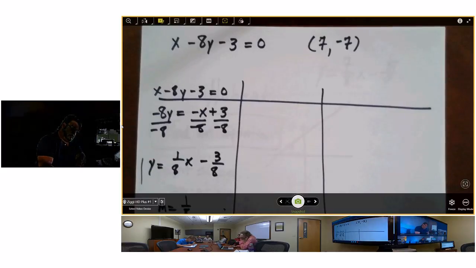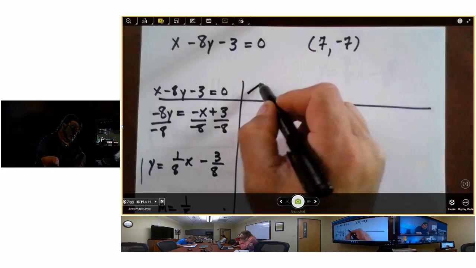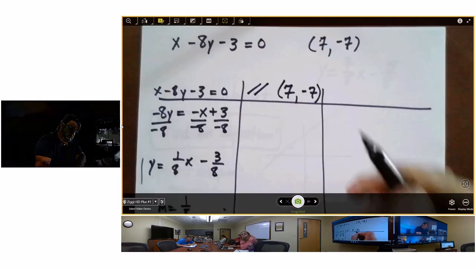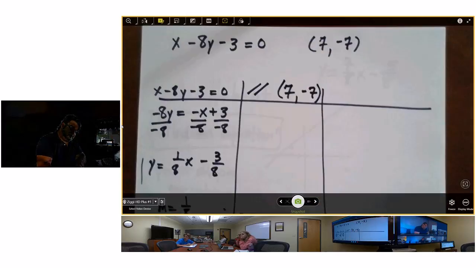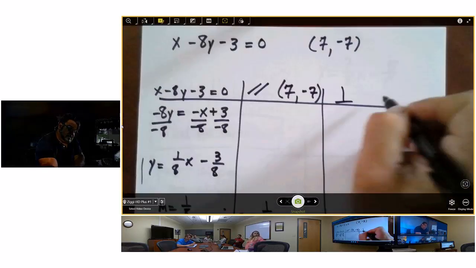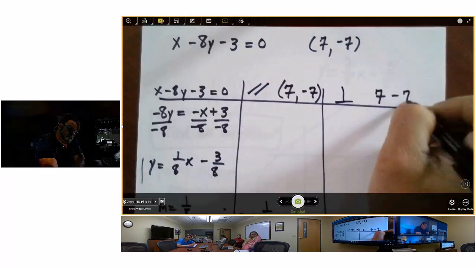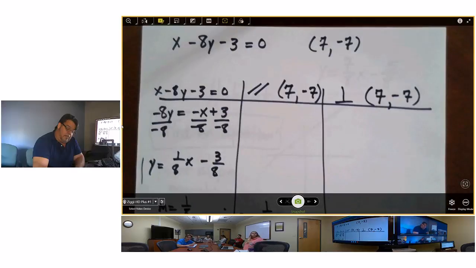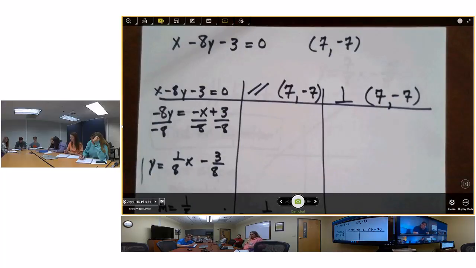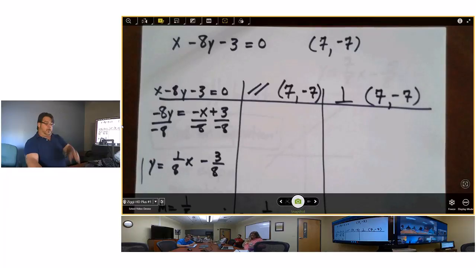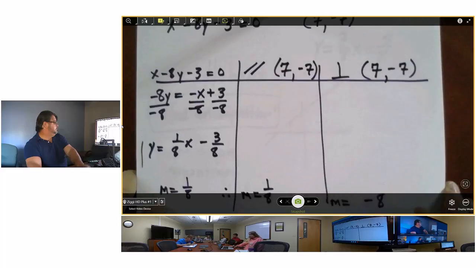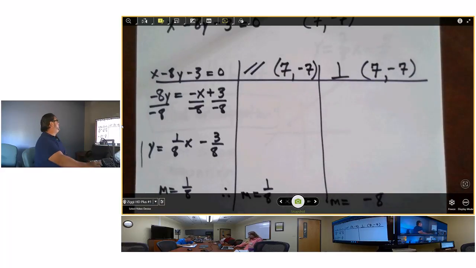Therefore, for the parallel line at 7 and negative 7, M is equal to what? 1/8. For the perpendicular line at 7 and negative 7, M is equal to what? Negative 8. Sorry. Let's bring that down a little bit.